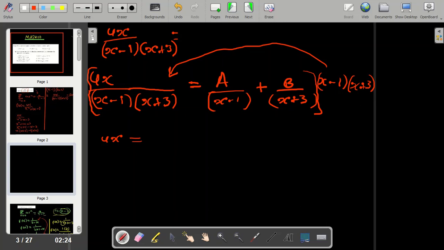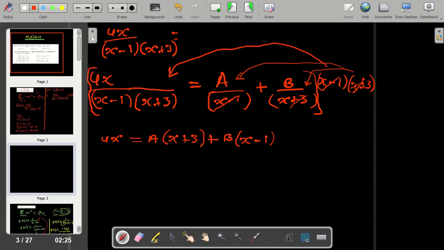Then this side, when we multiply this whole thing by this part, we are going to have a multiplied by x plus 3. The x minus 1 will cancel with the x minus 1 there. Then for b, the x plus 3 will cancel, and we remain with x minus 1. Okay, so this is what we have.